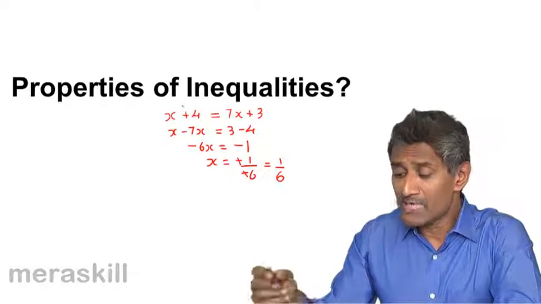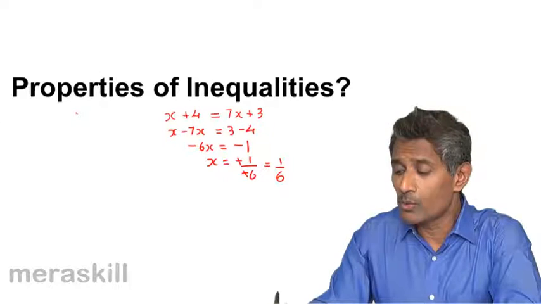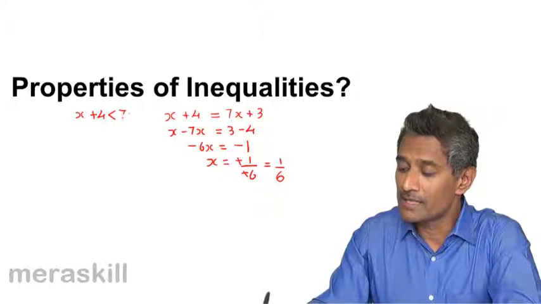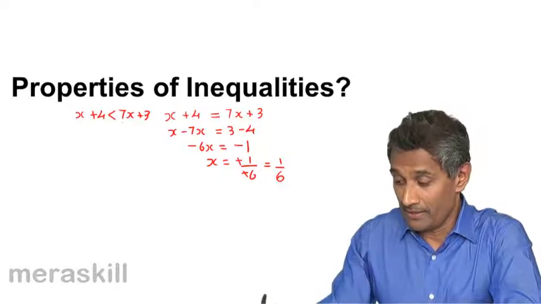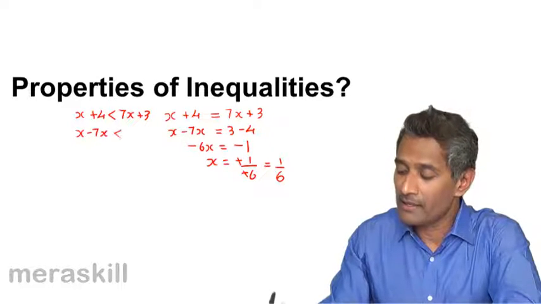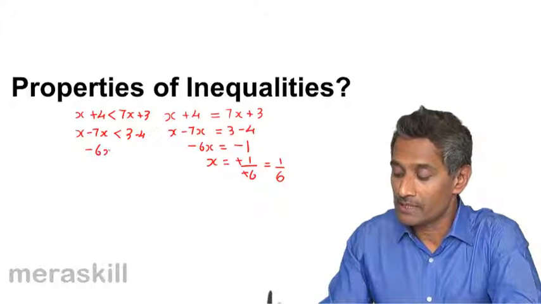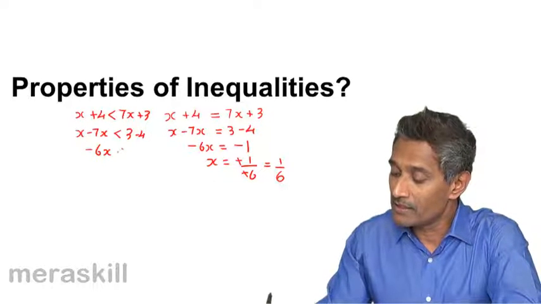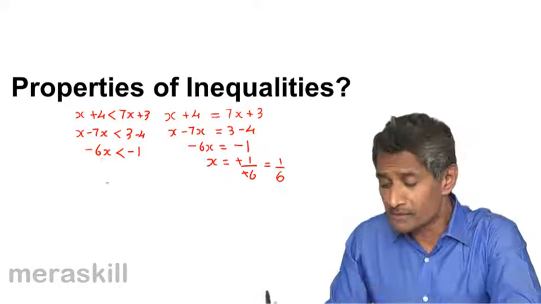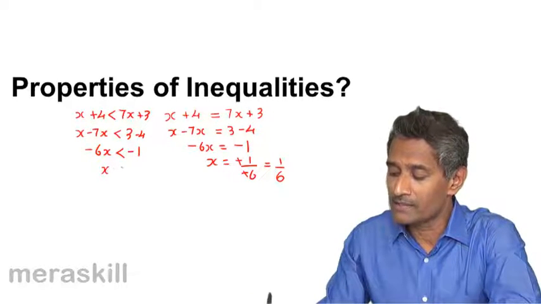Well, now the same thing we can do in the form of an inequality. You can take x plus 4 is less than or equal to 7x plus 3. Right? And then you subtract, x minus 7x is less than or equal to 3 minus 4, and you have minus 6x is less than or equal to minus 4. So what would you do in this case? You'll do the same thing: x is less than or equal to minus 1 by 6.